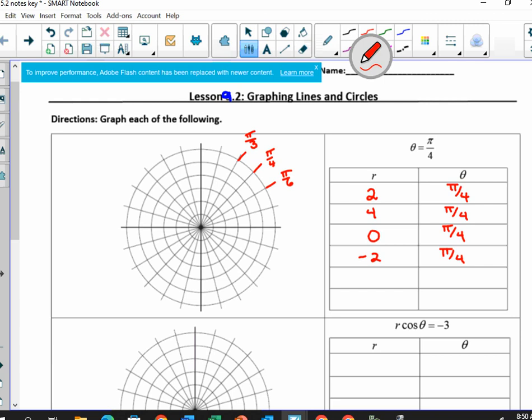All right, guys. Plot. Can we just draw a line through it? Yeah, guys, look at your points. What are they making? Make it a line, not pi over 4.